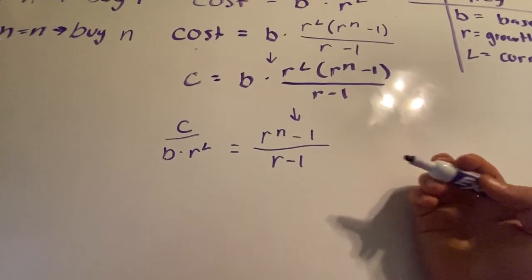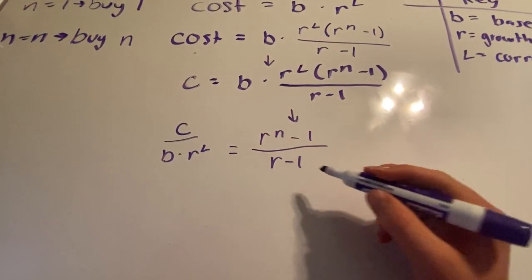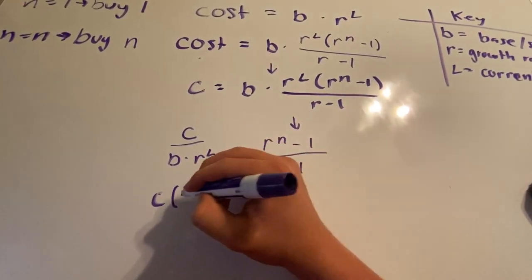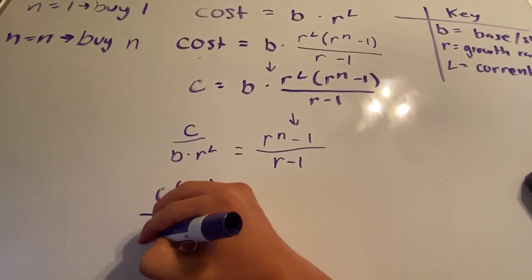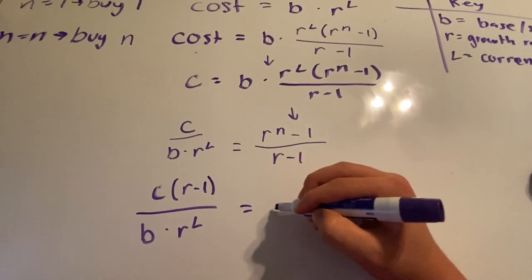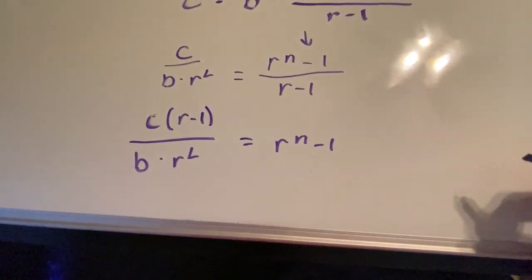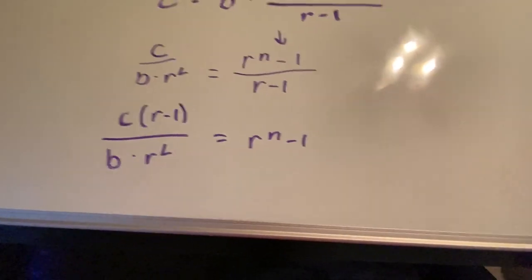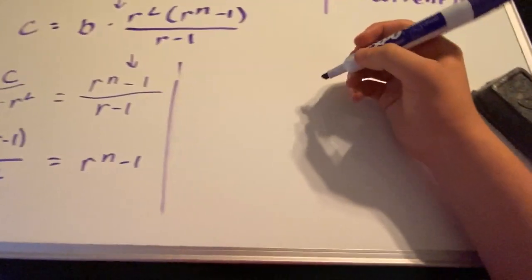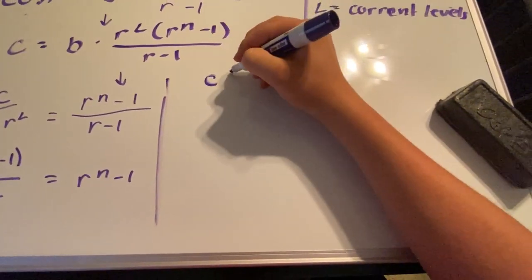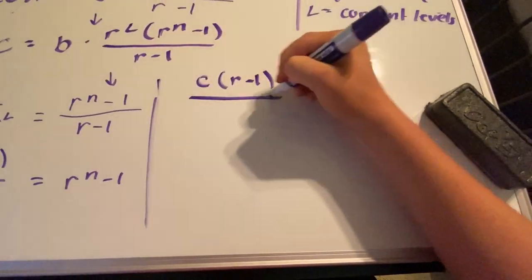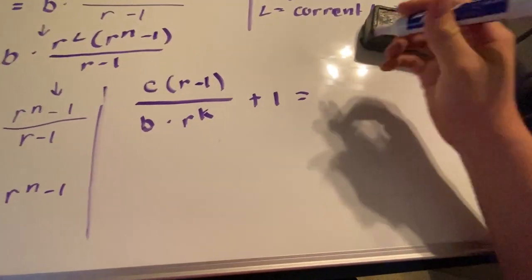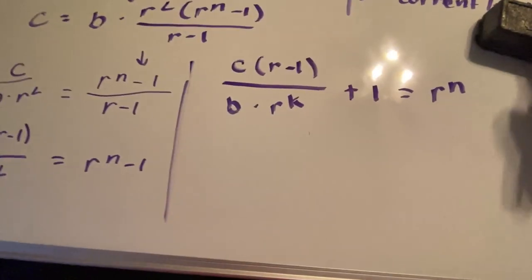Okay? So now we need to multiply R minus 1 to get it on the other side. So we're going to multiply R minus 1 on both sides. So we're going to do C times R minus 1 divided by B times R to the power of L, and this is going to equal R to the power of N minus 1. Our last step before we do some other fancy stuff to get rid of this R, we need to add 1 to both sides. Okay? So our C times R minus 1 over B times R to the power of L, plus 1, is going to be equal to R to the power of N. Also, actually, this should be L. Sorry.